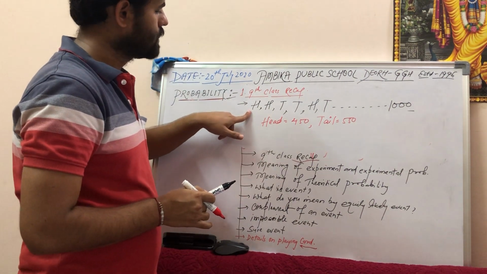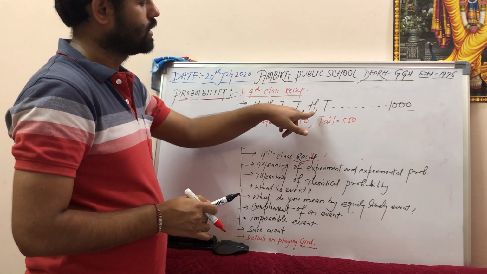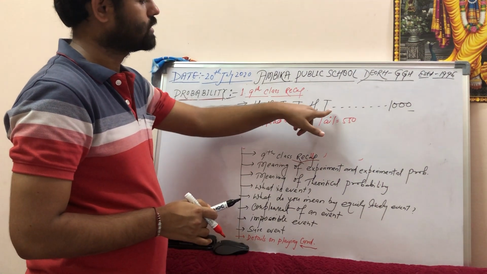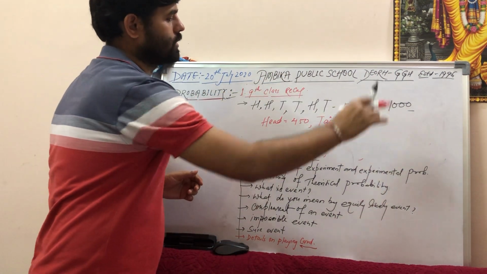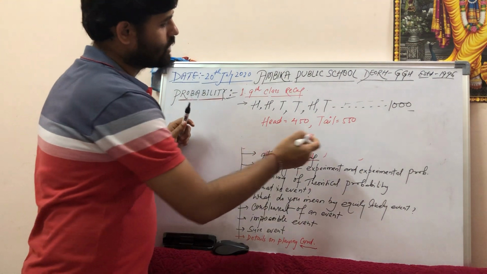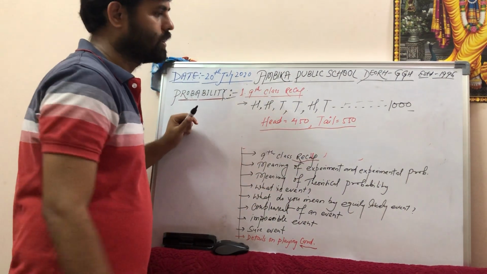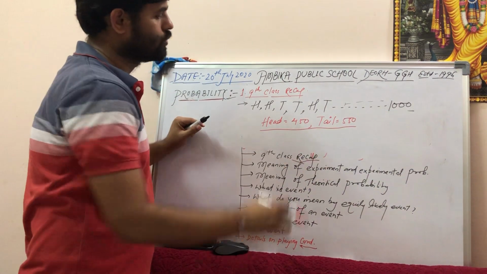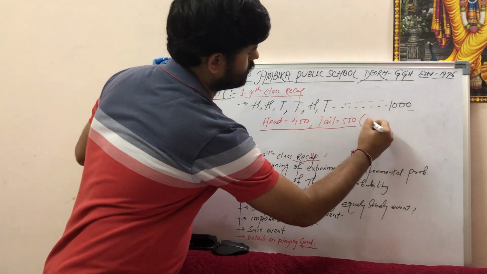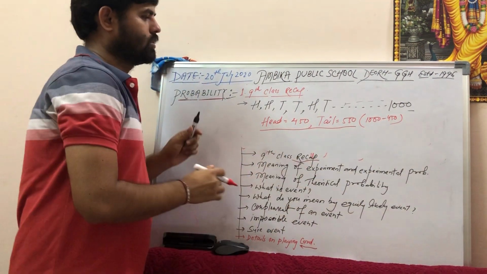Let us say the first time I got head, second time head, third time tail, fourth time tail, fifth time head, sixth time tail, and similarly it continues with head and tail. Finally, I am saying that I got head 450 times out of 1000. That means tail will be 1000 minus 450, so 550, right?